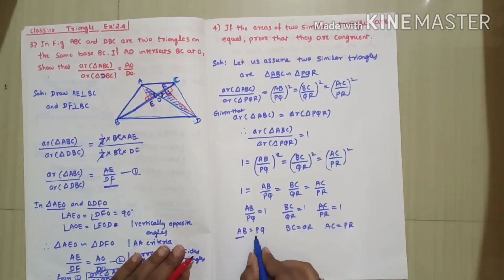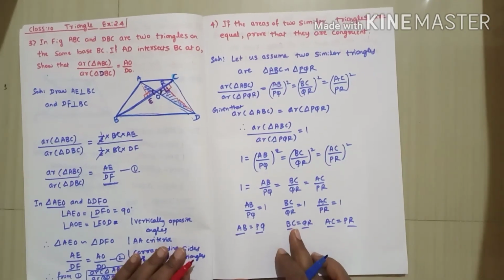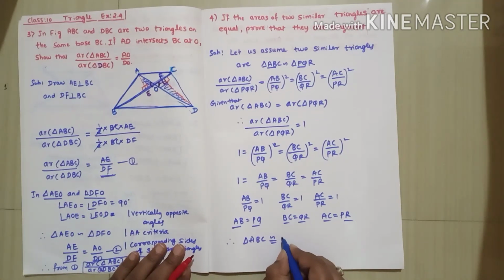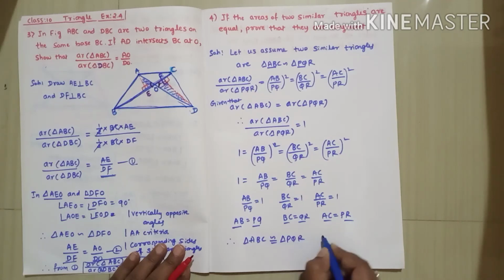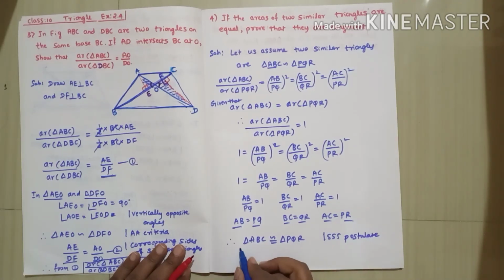All the three sides of one triangle are equal to all the three sides of the other triangle. By SSS criteria we can say, therefore triangle ABC is congruent to triangle PQR by SSS postulate. All the three sides of one triangle are equal to all the three sides of the other triangle. We proved, therefore we can say triangle ABC is congruent to triangle PQR.